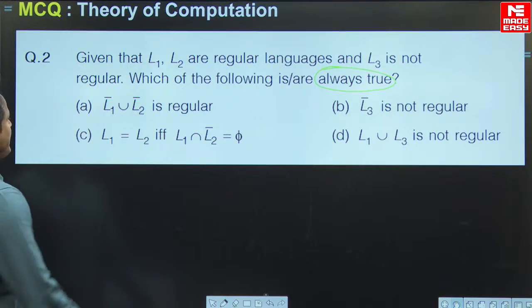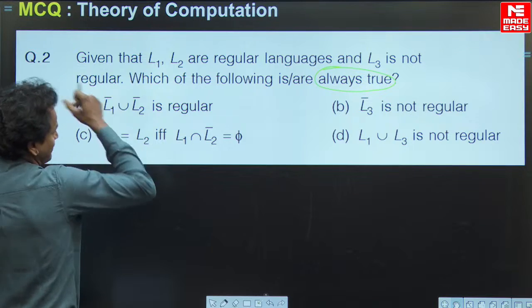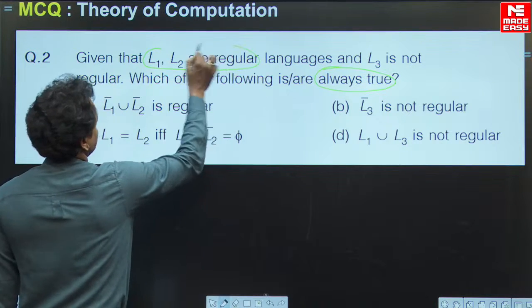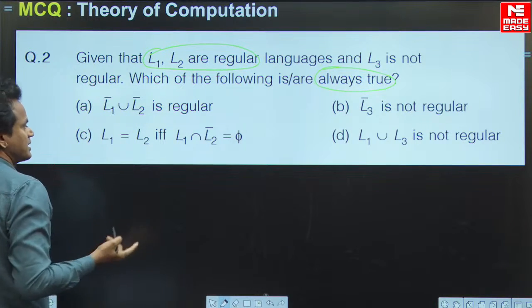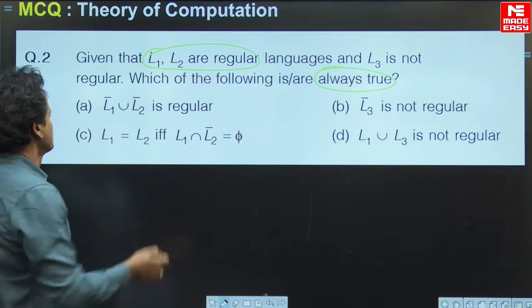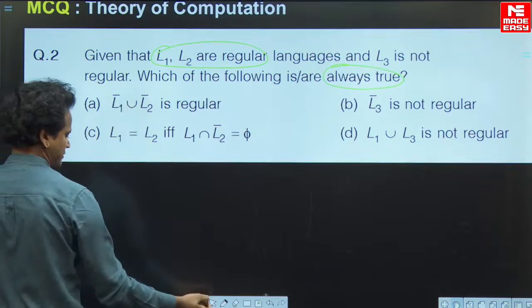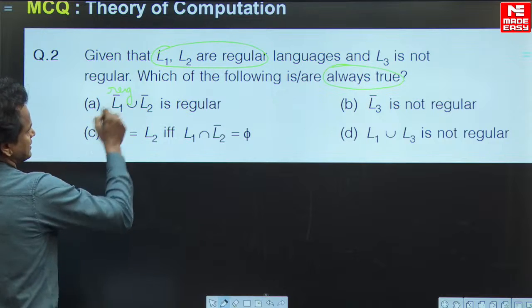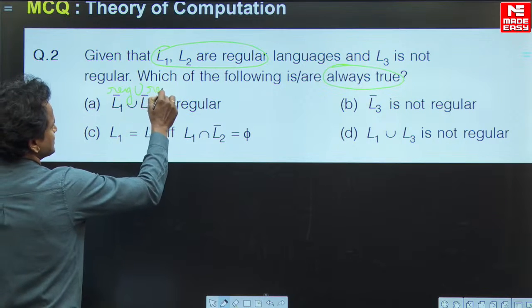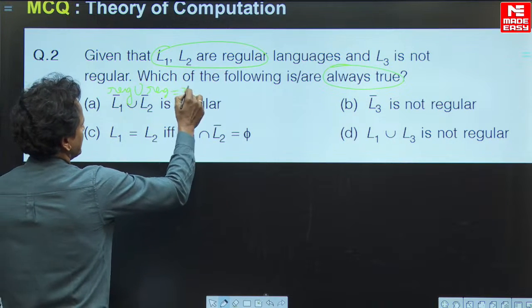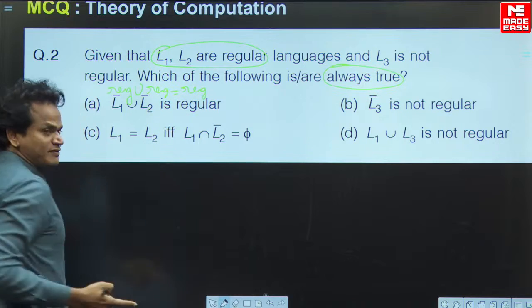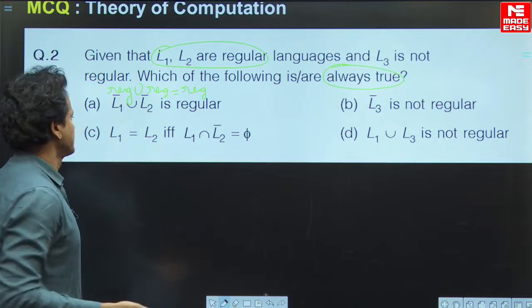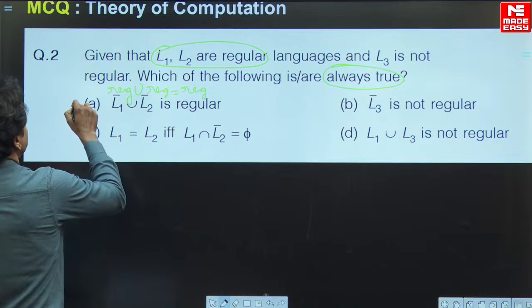Given that L1 and L2 are regular, L1 complement is also regular. Regular complement is always regular. So this is regular. L1 is regular, L1 complement is regular, L2 is regular, its complement is also regular. Regular union is always regular. Regular languages are closed under union. So this is true.